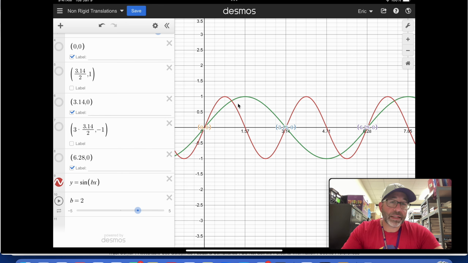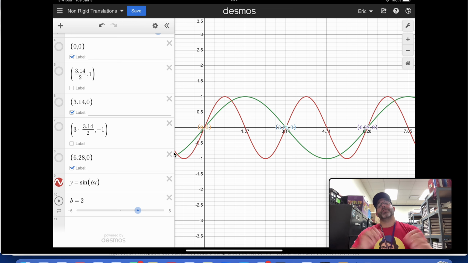If you look at my green one, it takes 6.28 to get through an entire pattern here. But now if I go through the red, it goes all the way through in 3.14. It now takes me half as long as it did before. By me putting a 2 in here, it now requires half. It shrunk by half. And so this is the caveat: whenever you're using a b value, the reciprocal effect is going to take place. Now that I've got 2 there, it takes half as long. It's a horizontal shrink by half.